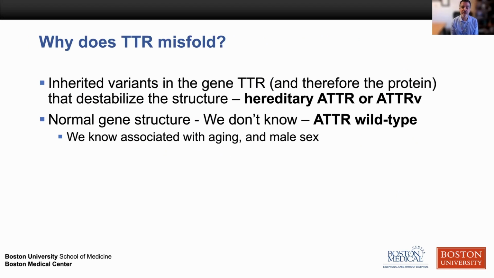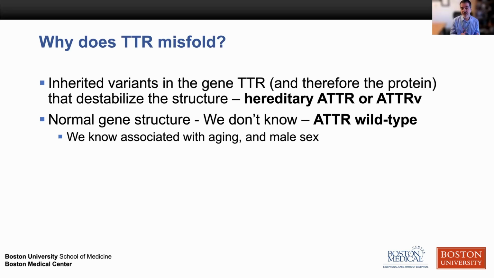TTR misfolds into ATTR because of two principal reasons. One is when there is a genetic variant in the TTR protein. That is an inherited condition that causes the protein to be abnormal, that facilitates misfolding, and we call that hereditary ATTR or ATTR-V for variant.